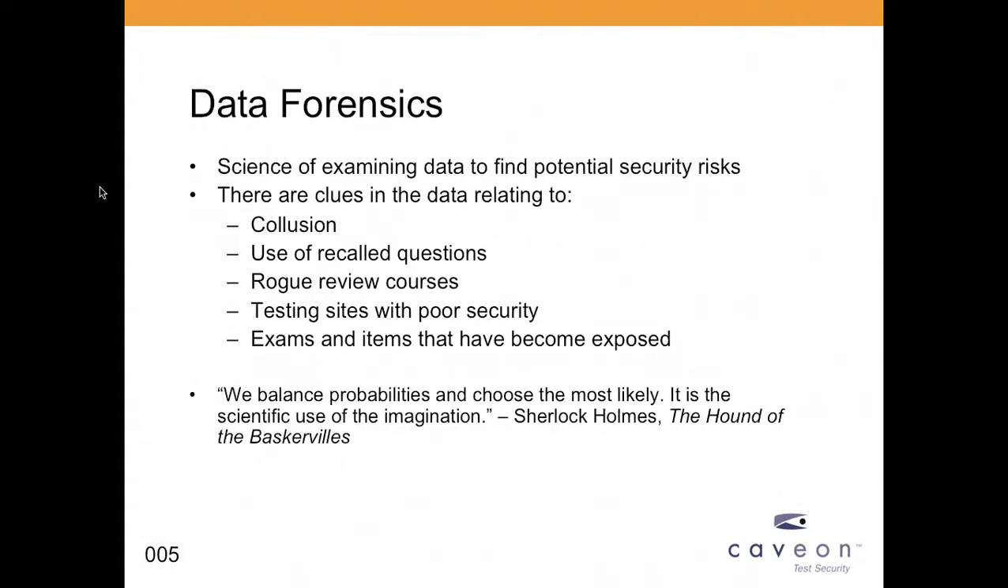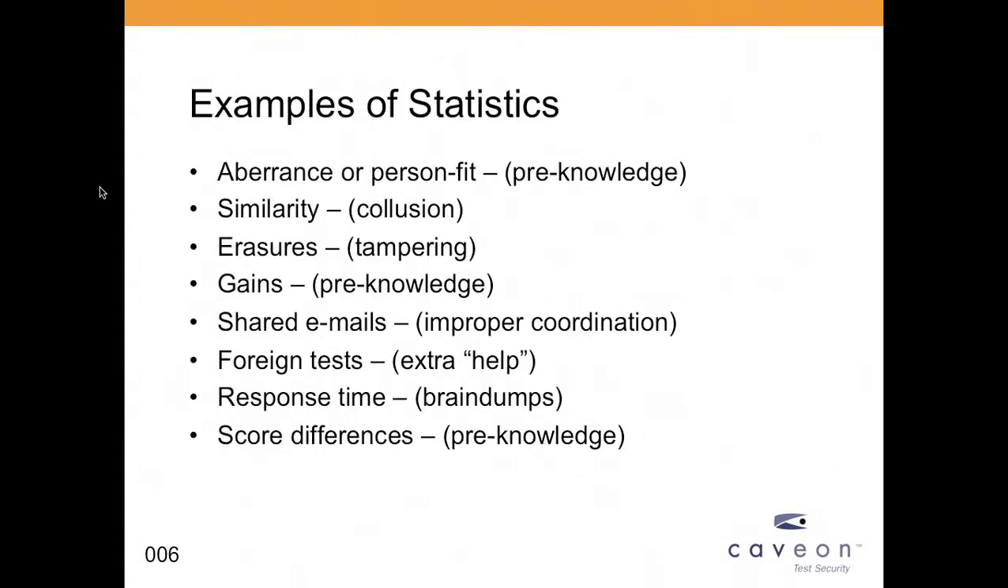So next slide, Skylar. We have data forensics. I like to just say it's the science of examining the data to find potential security risks. And so there are clues in the data that we're just going to look for. I'm not going to talk about these in detail. I want to make sure we have time for other things. I love this quote, though, at the bottom by Sherlock Holmes. We balance probabilities and choose the most likely. It's the scientific use of the imagination. So we're going to talk about that a little bit. It's not certain, right? It's statistics. There's always uncertainty with anything we're doing, so we want to take our steps in an appropriate manner. Let's go forward, Skylar.